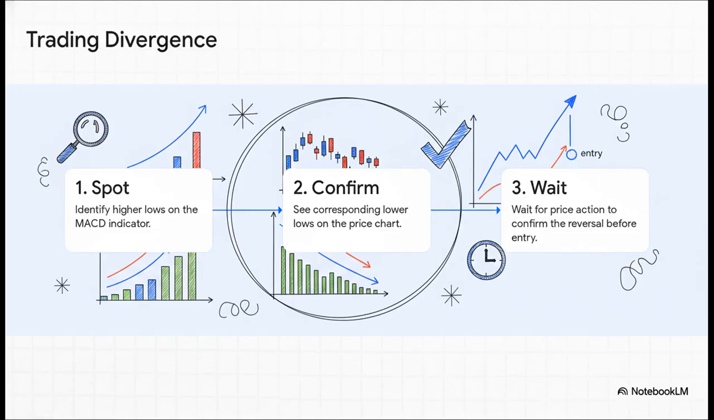So how do you actually trade this thing? It's a pretty simple three-step process. Step 1, you spot those higher lows on your MACD indicator. Step 2, you look up and confirm you see corresponding lower lows on the price chart. And step 3, you wait for the price action itself to confirm the reversal is happening, and then you look for your entry. It's seriously one of the most reliable patterns you can learn.